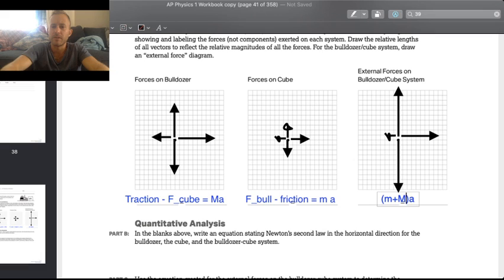Okay. And then the net force is going to be traction minus friction. So that came from adding the two original equations together.